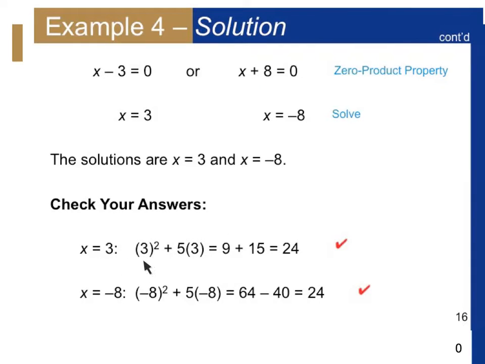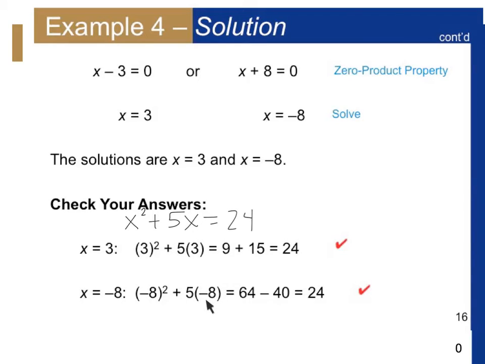Check our answers. So we were doing x squared plus 5x equals 24. Okay, so that was our original equation. So that's what we're plugging in here with our two solutions. Okay, so when you plug in 3, you get 3 squared plus 5 times 3, which is 9 plus 15, which is 24. Check, that works. And then try minus 8. So minus 8 squared, remember that's minus 8 times minus 8, so that's 64.